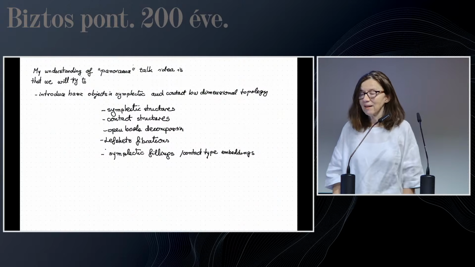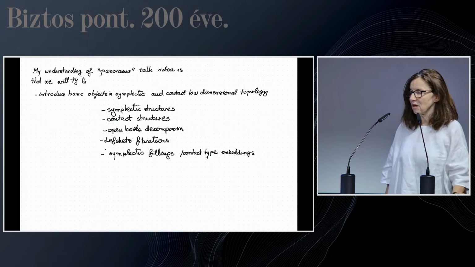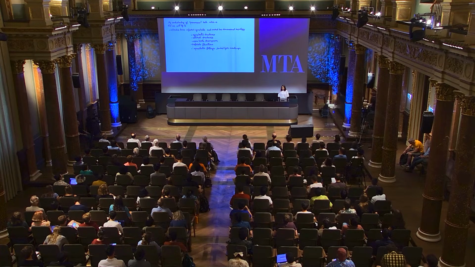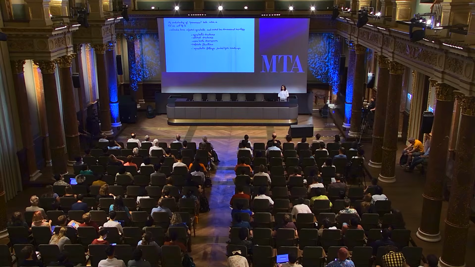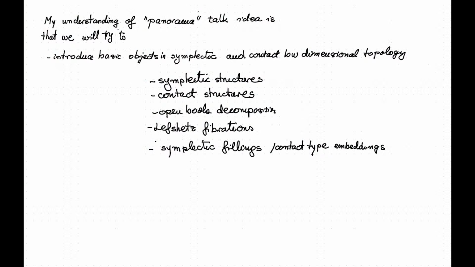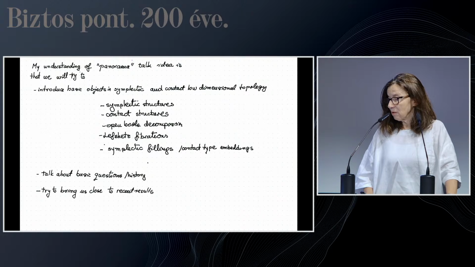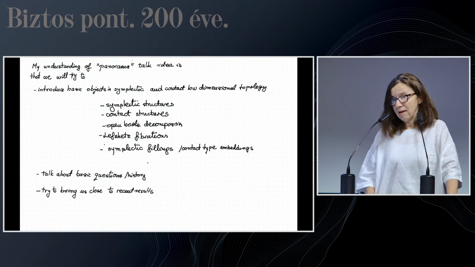So my understanding of a panorama talk is that we will try to introduce basic objects in symplectic and contact low-dimensional topology, like symplectic structure, contact structure, open book decompositions, Lefschetz fibrations, and then discuss the connection between the contact structures and the symplectic structures, which are symplectic fillings and contact type embeddings. And then I'm going to try to talk about basic questions and history, and I'm going to try and bring us closer to recent results.